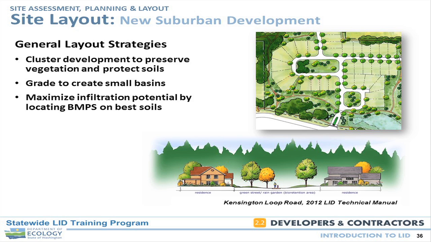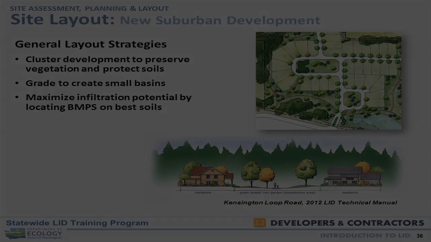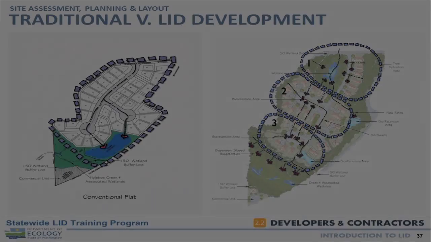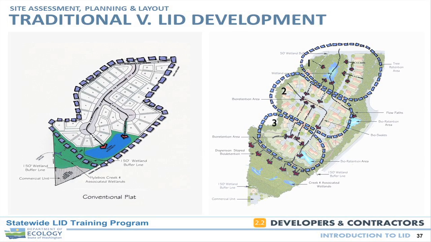Grading to create smaller basins. By clustering development, you can create smaller footprints that can each be managed as sort of a smaller sub-basin or small watershed. When you have a smaller basin with less impervious surface, you have a lot of strategies that you can pull from the LID BMP toolkit. So you start looking at permeable paving and bioretention and flow-through planters and green roofs, and it gives you a lot of opportunity, versus if you have a huge basin, then centralized facilities seem to make more sense in that way.